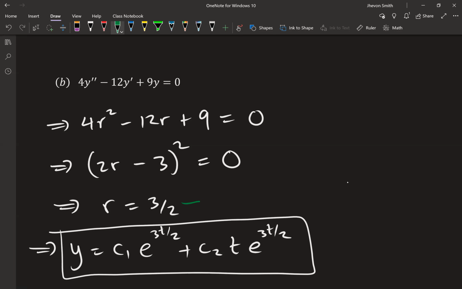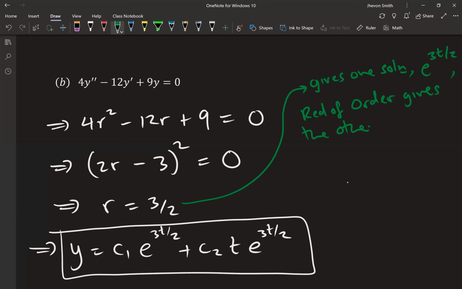And this gives one solution, which is e to the 3t over 2. Reduction of order gives the other. Namely, te to the 3t over 2. But you can always now, from now on, you can just assume that that's going to happen in this scenario, and you just write down the general solution.